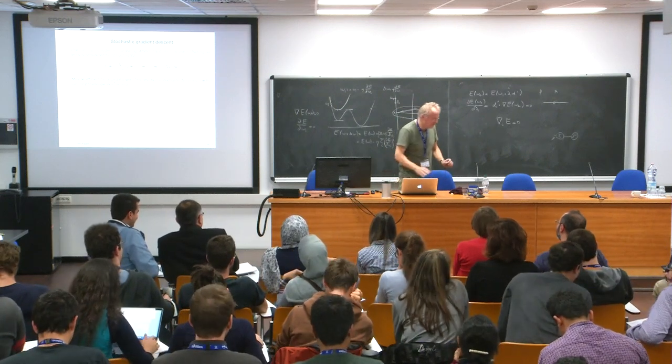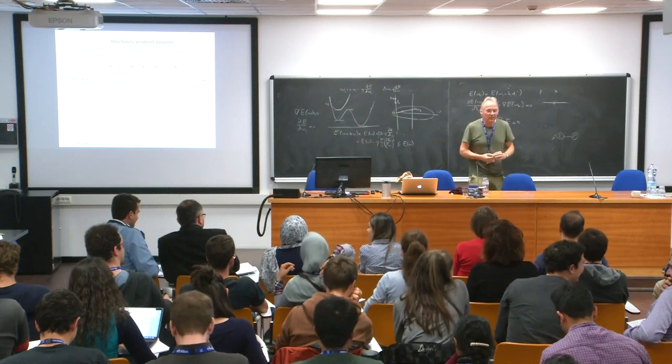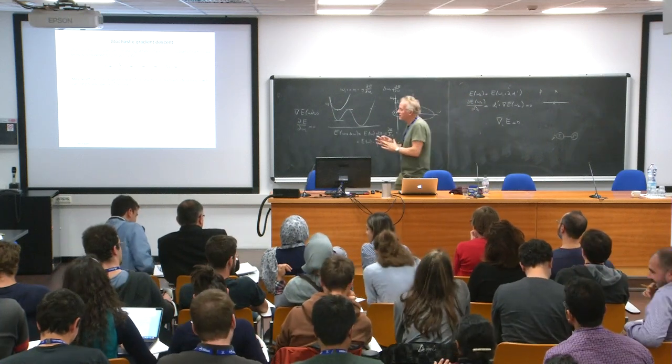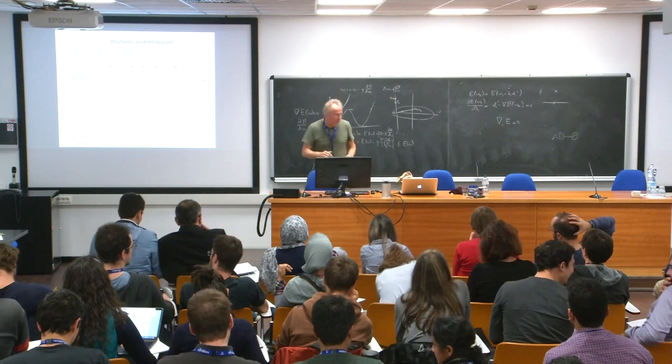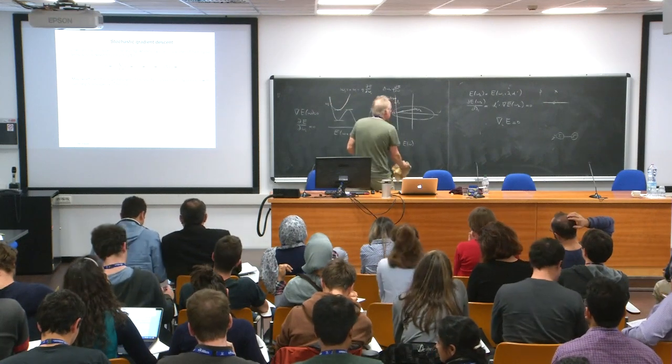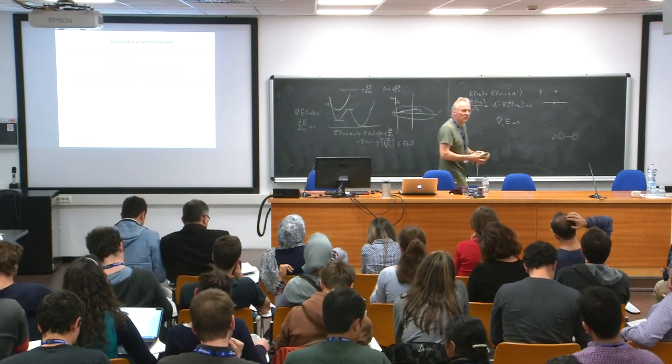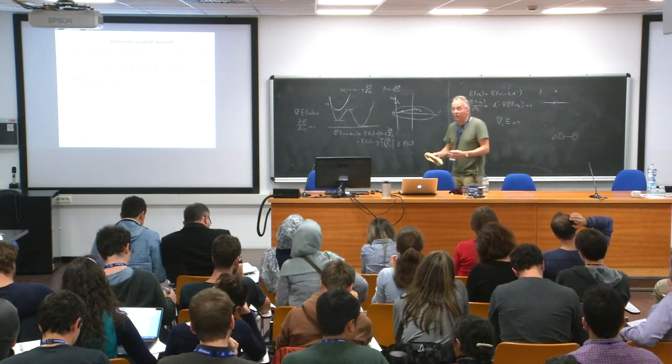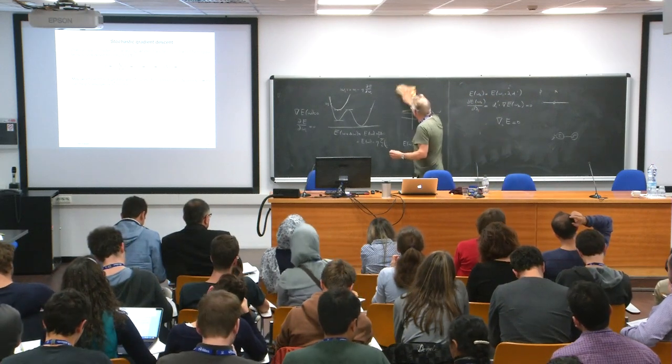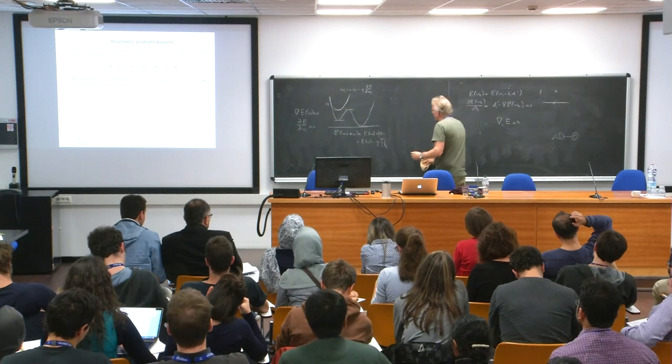Okay, so what you may have all heard of is stochastic gradient descent. Stochastic gradient descent is at face value an extremely stupid idea. You say, okay, instead of computing the gradient, I'm going to take only part of the gradient. I'm going to make an approximation of the gradient. And the approximation that I make is the following.